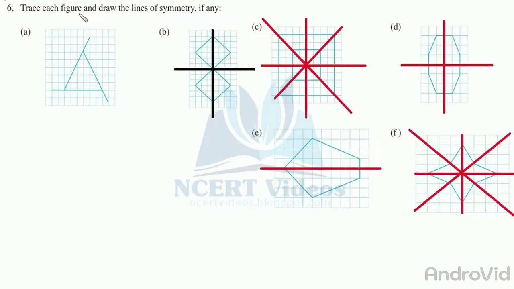Sixth, trace each figure and draw the lines of symmetry, if any. Well, A part. It is an equilateral triangle, but we cannot make any line of symmetry. Why? Because it has some sides which will not be able to reflect when we make the lines of symmetry. B part, well, it is very easy. It has 2 lines of symmetry. You'll be able to get a reflection of one if you place a mirror on any of these lines of symmetry. So this is a square. As you have read earlier, square has 4 lines of symmetry, therefore it has 4.